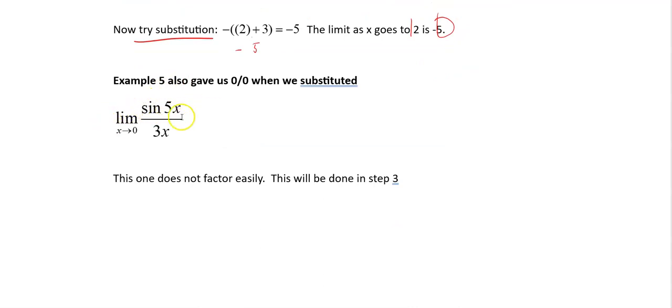to factor sine of 5x over 3x. You can try some stuff with trig identities, but we don't need to go there. I'm going to show you a different technique you can use. And when we learn L'Hopital's rule, we'll learn even another technique we could use for this one. So that's a problem where we get 0 divided by 0 and we couldn't factor. So we're going to do this in a different kind of step we'll call step 3.